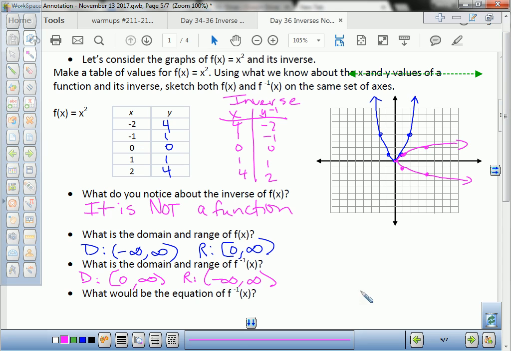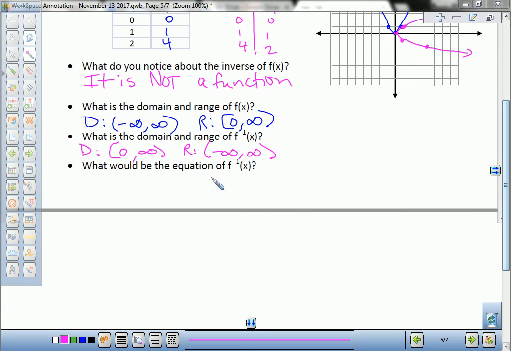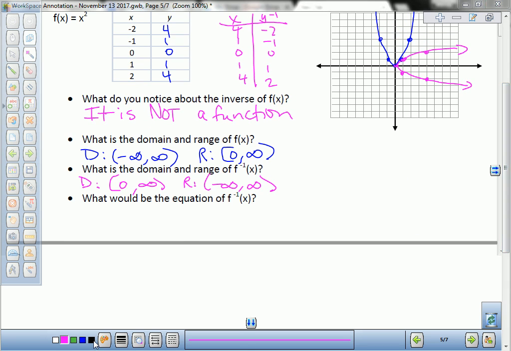All right. So what would the equation of f inverse of x be? Now, I have a little issue with this notation because we talked about the inverse is not a function, and we're actually using function notation. It really does give me the heebie-jeebies a little bit. It bothers me because the inverse isn't a function. We can't call it a function. It's not one. But let's find it algebraically anyway.